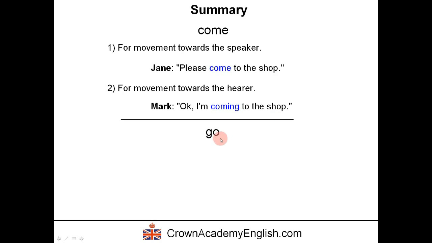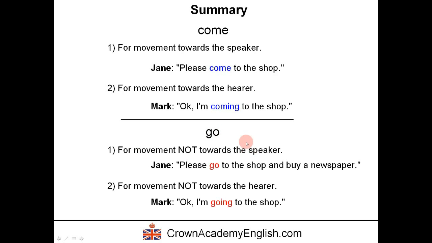And we use go for all other movements. So in other words, for movement not towards the speaker. Example, Jane says to Mark, "Please go to the shop and buy a newspaper." And Mark replies, "Okay, I'm going to the shop." This is an example of movement not towards the hearer, being Jane in this example. So this is what you really need to remember.